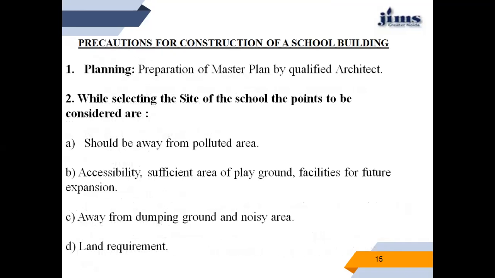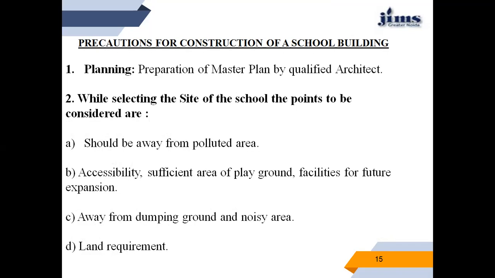The various precautions for construction of a school building are: first is planning. Preparation of a master plan by a qualified architect is necessary. If planning is not proper, then further expansion may be dangerous because we deal with the students.